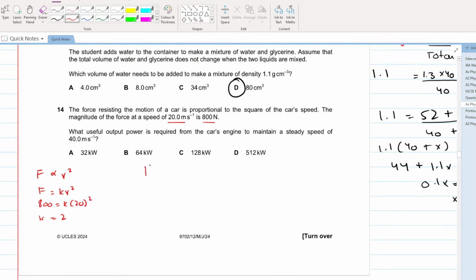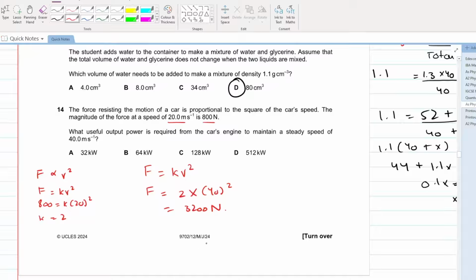Yeah. Force is equal to kv squared. Perfect. Force is equal to what? K is 2 into velocity squared, that is 40 squared. This comes out to be 3200 Newton force. Now you don't have any answer like that. And A is a very misleading option. A cannot be your answer.